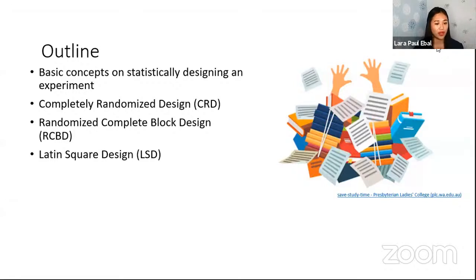We'll have a break before we discuss CRD in the next topic. And then after we discuss the RCBD, we'll have another break. So we have 2 breaks. Don't worry, just imagine that this will take more than an hour.